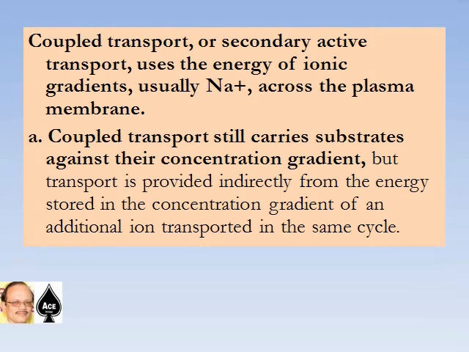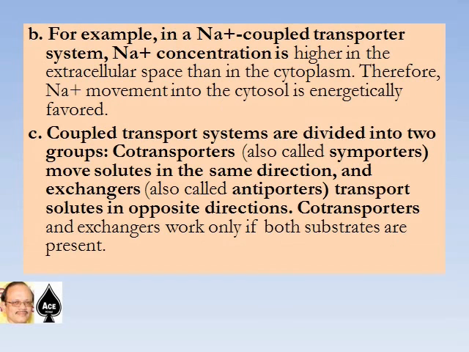Coupled transport, or secondary active transport, uses the energy of an ionic gradient, usually sodium, across the plasma membrane. Coupled transport still carries substrates against their concentration gradient, but transport is provided indirectly from the energy stored in the concentration gradient of an additional ion transported in the same cycle. For example, in a sodium coupled transporter system, sodium concentration is higher in the extracellular space than in cytoplasm. Therefore, sodium movement into the cytosol is energetically favored.